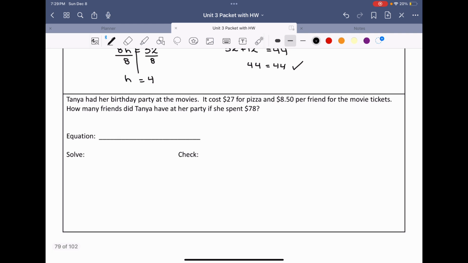Next one. Tanya had her birthday party at the movies. It cost $27 for pizza and $8.50 per friend for the movie tickets. How many friends did Tanya have at her party if she spent $78? So go ahead and try this one on your own. Pause the video, and when you're all set, go ahead and check your work.